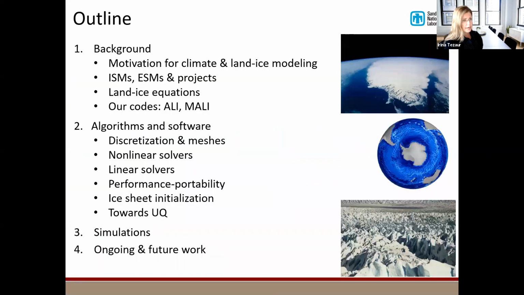All right, so here's the outline of the talk. I'm going to start by giving a fairly lengthy background, since I think this application area is probably a little bit new for most of the audience members. So I'll give some motivation for climate and land ice modeling. I'll talk about ice sheet and Earth system models and some of our projects for ice sheet and Earth system modeling. I'll show you the equations we solve when we model land ice, and then I'll talk about some of the codes we've developed for solving these equations.